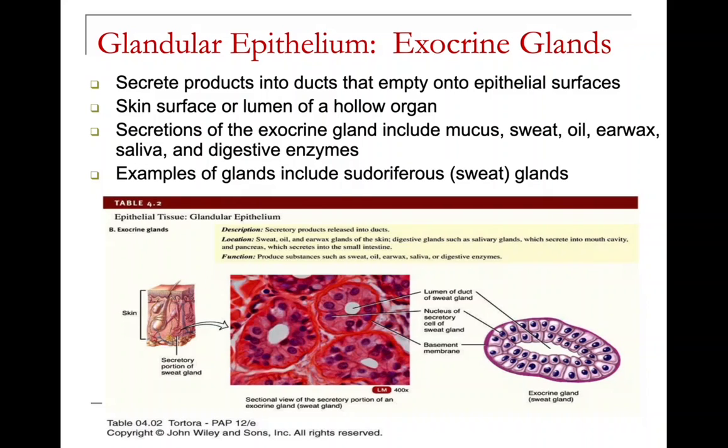So some examples would be your mucus glands, sweat, oil, earwax, saliva, digestive enzymes. You don't have these produced all over the body. Nobody needs to have saliva coming off their fingertips. So an example would be a sudoriferous sweat gland.